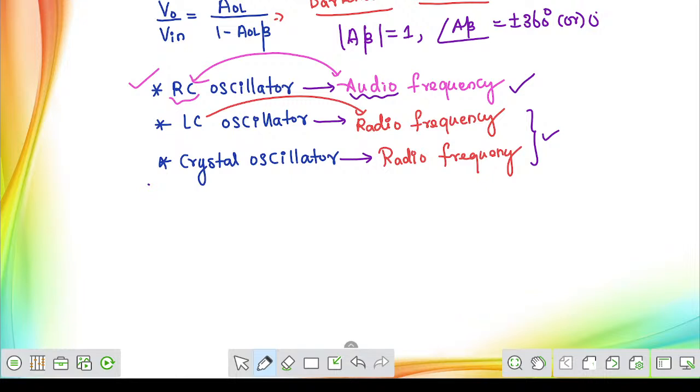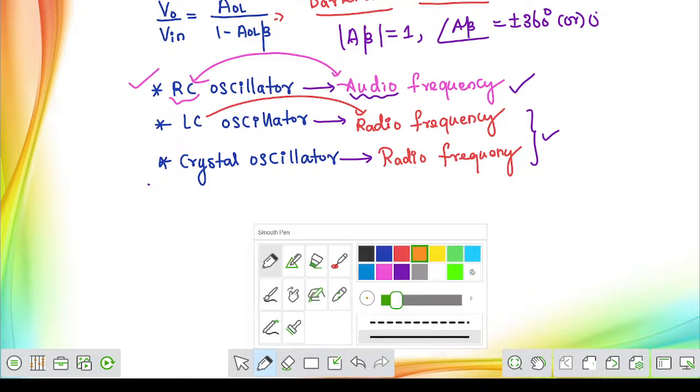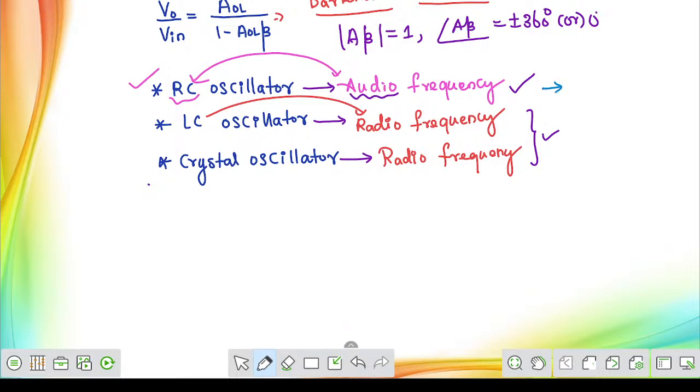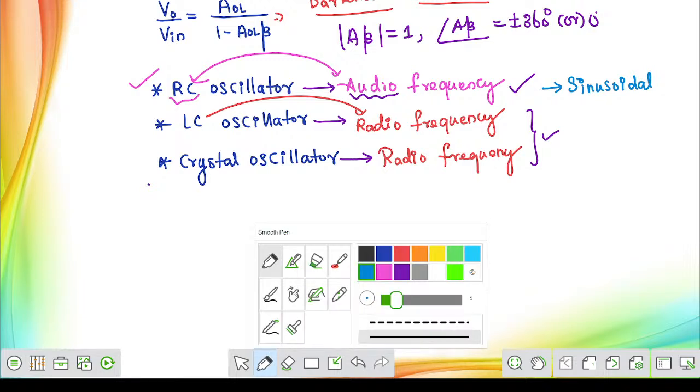One more question you must remember: what type of waveform can we generate with the help of these oscillators? The RC phase shift oscillator helps us generate natural sinusoidal waveforms. It is used to design the sinusoidal wave shape. So the RC phase shift oscillator is capable of generating a sinusoidal waveform.